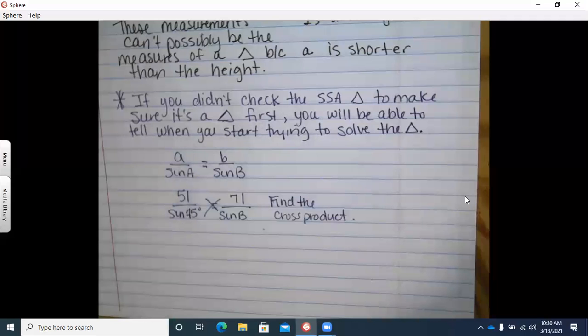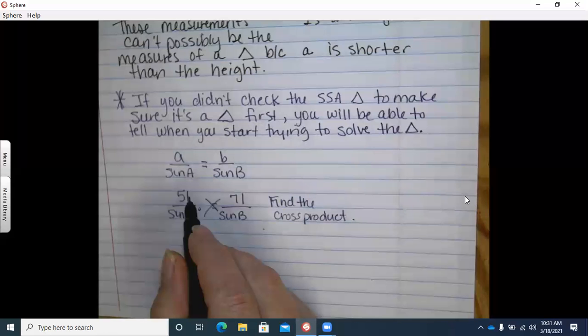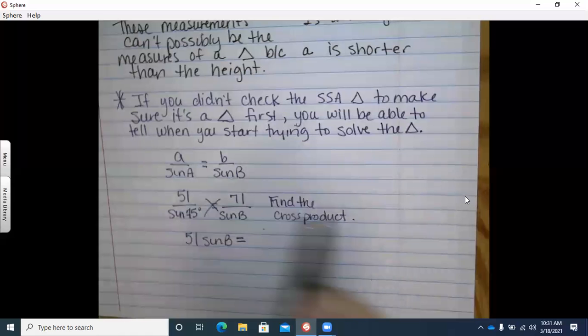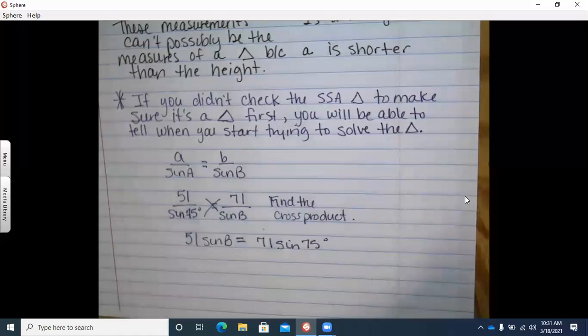So cross product, sometimes kids say cross multiply. There's no such thing as cross multiply. That's not actually a thing. It's called cross product. So I would do 51 times the sine of B equals, you must put an equal in between, and then do sine of 75 times 71, but I'd probably write that 71 first so I'm not confused. 71 times sine of 75 degrees. You're doing the same thing as the way I showed you yesterday. It just looks a little different along the way.